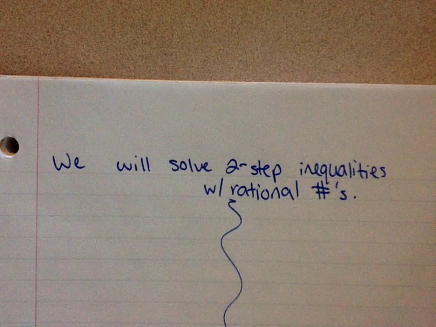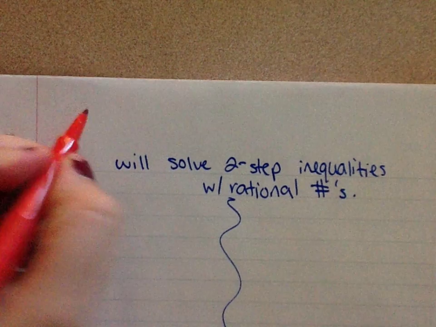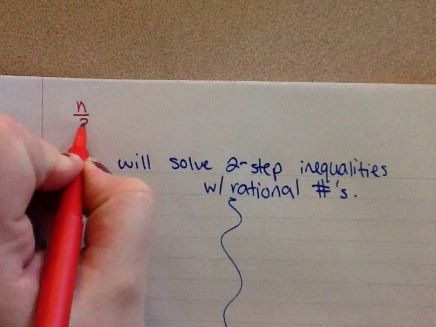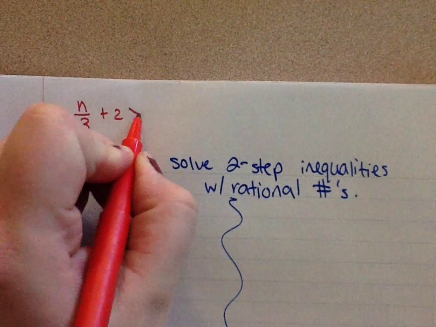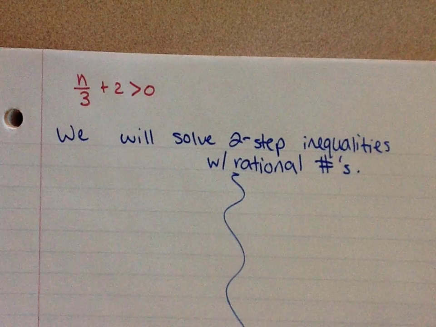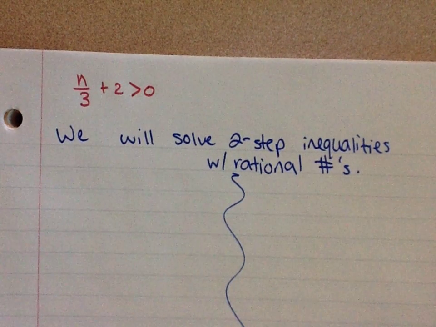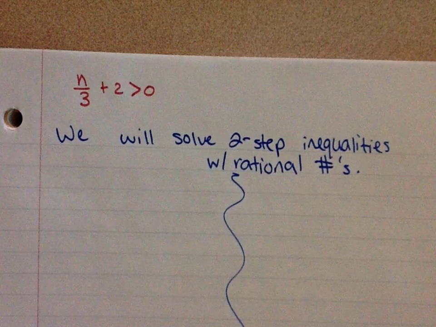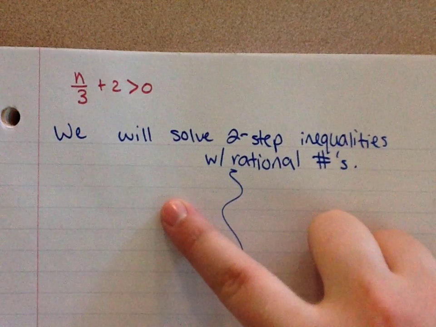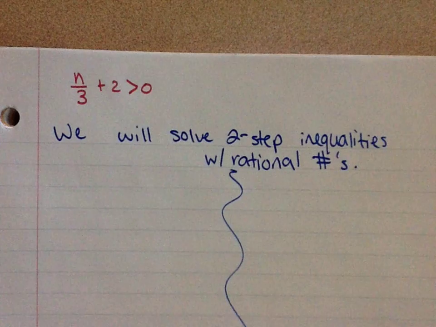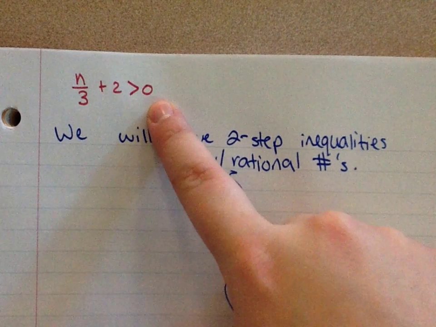today. Shh, gentlemen. Okay, the ones that we solved on Friday looked like this. So n over 3 plus 2 is greater than 0. You can write that in, you cannot write that in, it's up to you. Okay, we're not going to solve this one. I just want to compare what this one looked like in comparison to the one we're going to work on today. Okay, so this is what we learned how to solve on Friday.